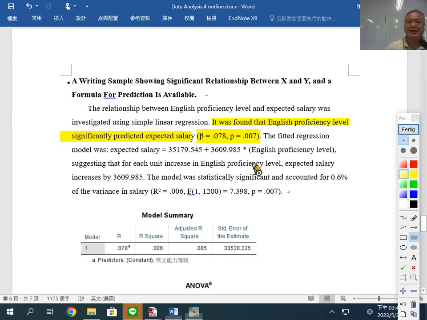So now, let me reflect on the process of reporting one more time. First of all, you have to identify the purpose of the analysis and the methods. So here is the purpose, right? The relationship was investigated using, so this is the method. Once you lay this out, people will know you are trying to understand whether there is a relationship with English proficiency level as X and expected salary as Y, right? And what is the method you use? You use simple linear regression.